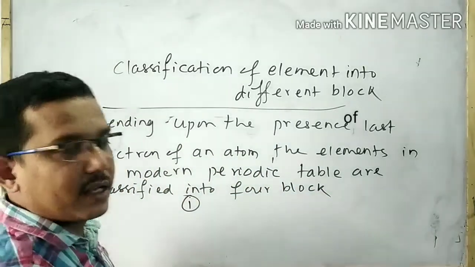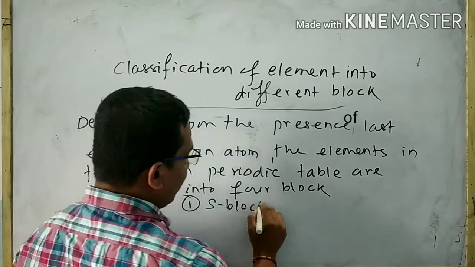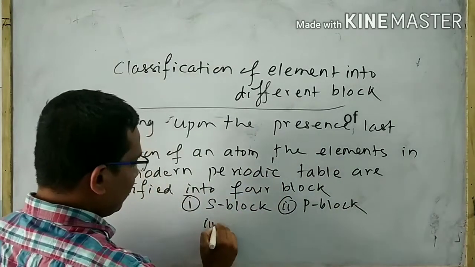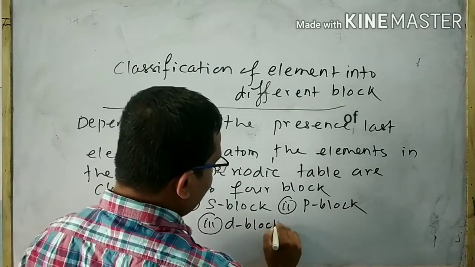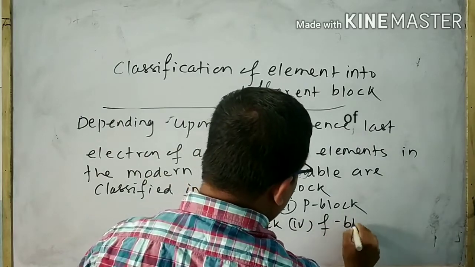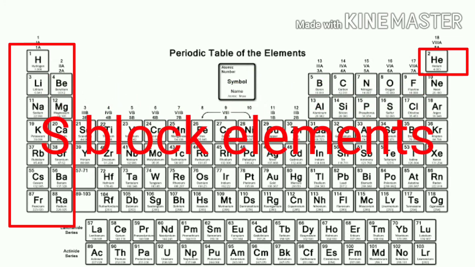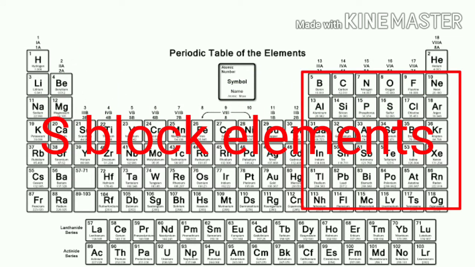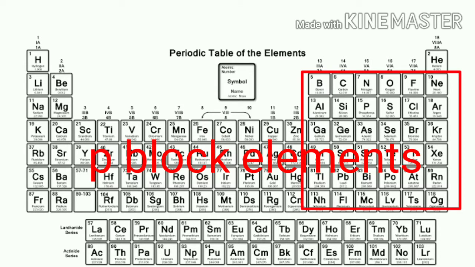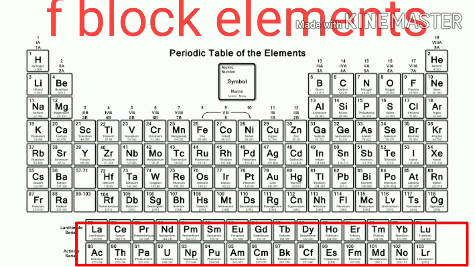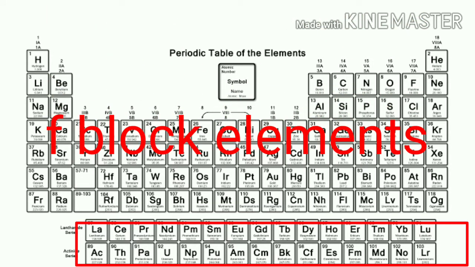Number one is your S block. Number two is your P block. Number three is your D block. Number four is your F block. Look at that. This is your modern periodic table. This part is called S block element. This part is called P block element, and the middle part is called D block element, and this part is called F block element.